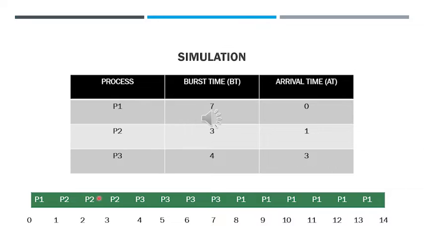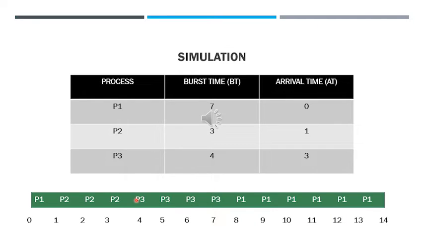is executed first by preempting P1. At the third unit of time, process P3 arrives, and the burst time of P3 is 4 units, which is more than the remaining completion time of P2, that is 1 unit. So P2 continues its execution.